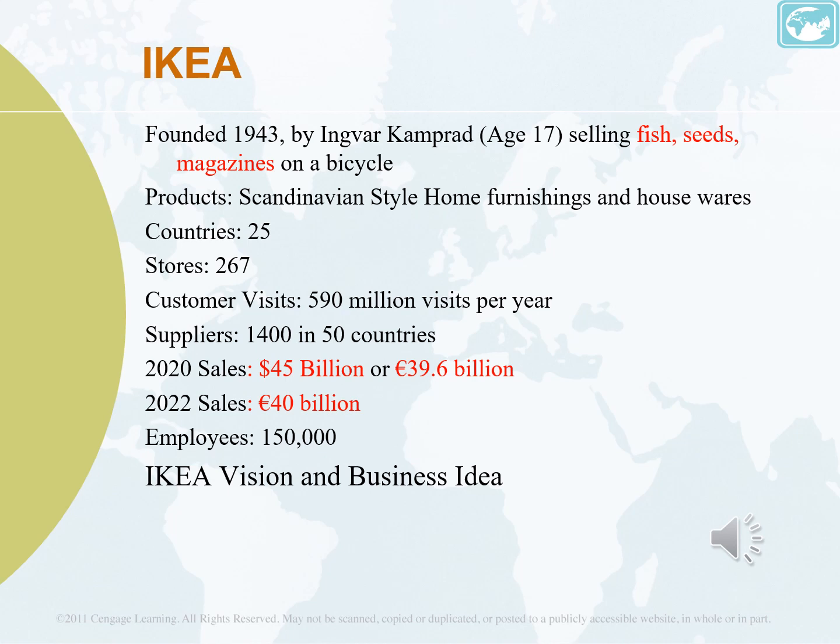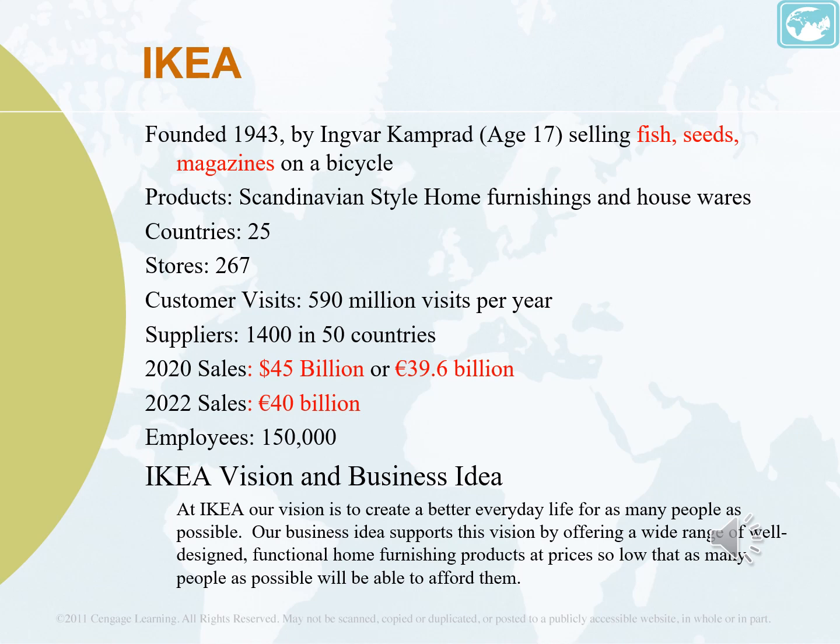They have their vision and their business idea. IKEA's vision is to create a better everyday life for as many people as possible. The business idea supports this vision by offering a wide range of well-designed, functional home furnishing products at prices so low that as many people as possible will be able to afford them. You can see their target market is worldwide.